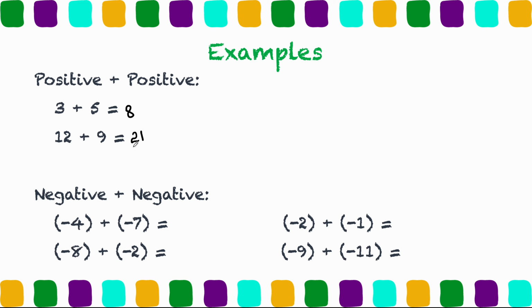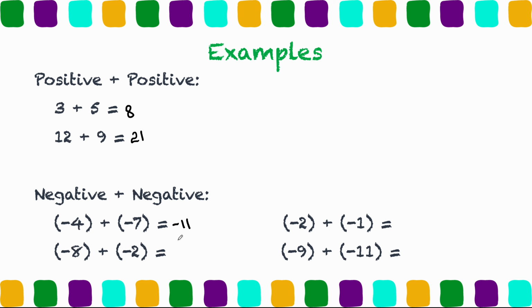We now have two negative numbers. Now remember the rule says when we add two negative numbers, our sum will also be negative. So let's try the first one. We have negative 4 and negative 7. We know that our sum will automatically be negative, but what figure would it be? Now when we add 4 plus 7, we would get 11. So therefore, our answer would be negative 11.